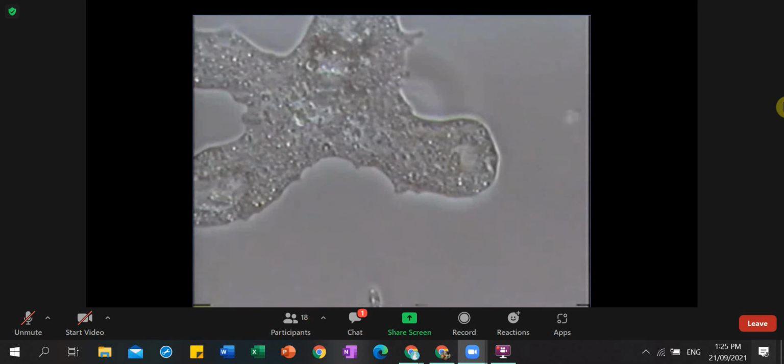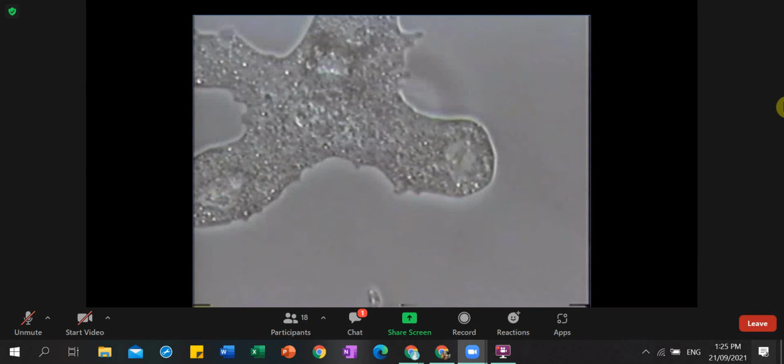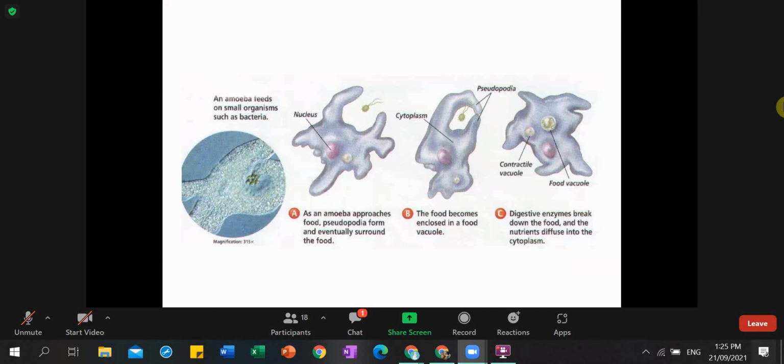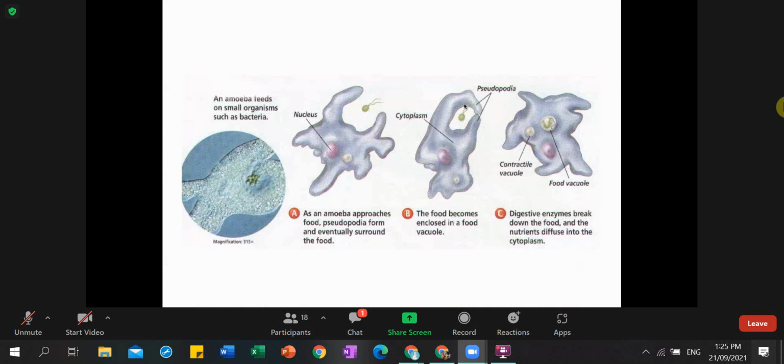Yep. So we see that's the way they will form the vacuole. So they produce the pseudopodia to surround the food, right? And they form a food vacuole. So if we break it down into a diagram, it would be something like this, right? So they form pseudopodia, and then these pseudopodia will surround the food, and then from there, they will form the food vacuole. Understand?